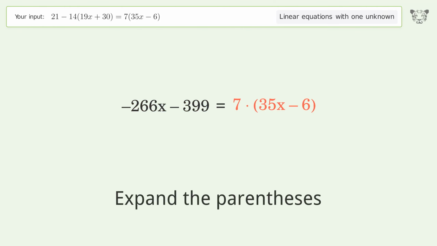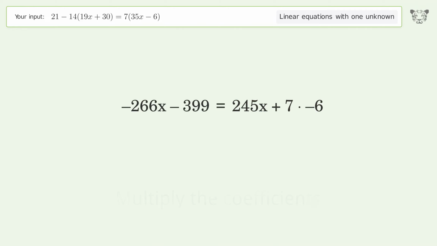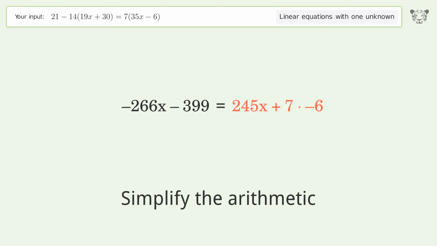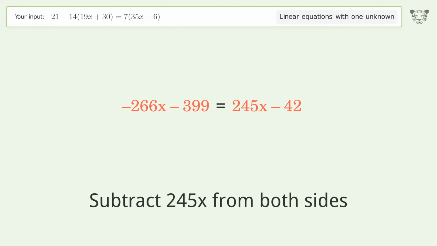Expand the parentheses. Multiply the coefficients. Simplify the arithmetic. Group all x terms on the left side of the equation. Subtract 245x from both sides.